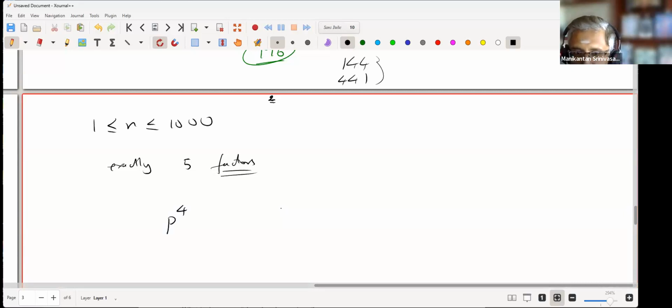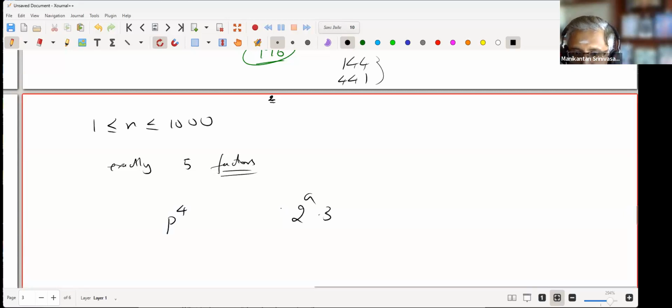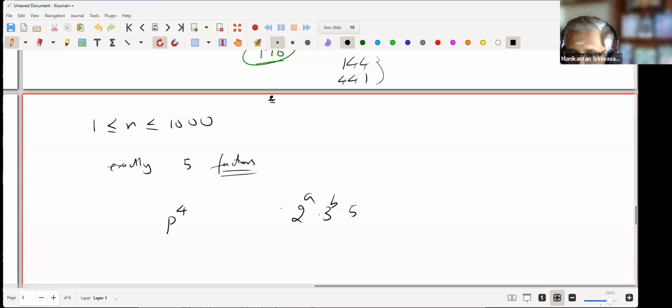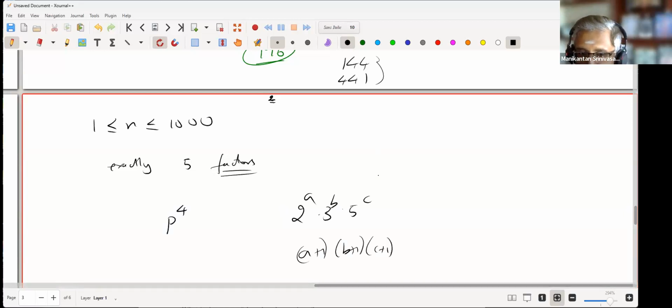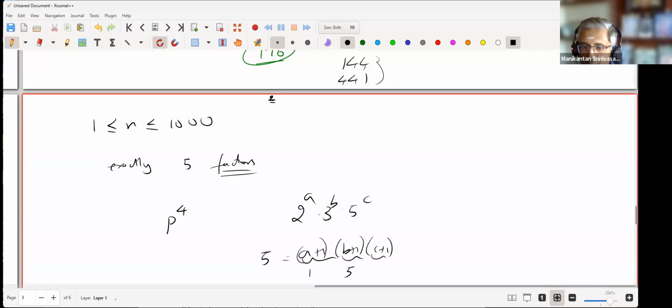Why so? For example, had it been 2 power a into 3 power b times 5 power c and so on, the number of factors will be how much? (a plus 1) into (b plus 1) into (c plus 1) and so on. Right? Now I want this product to be 5. But 5 itself is a prime number. How can I get a product of several numbers being 5 unless one of them is 5 and everything else is 1?